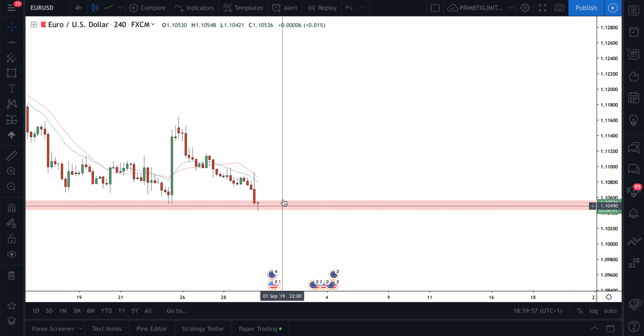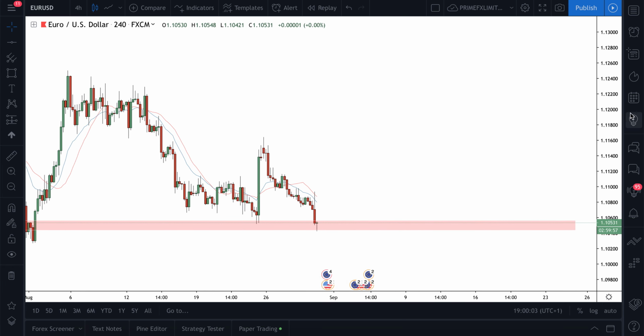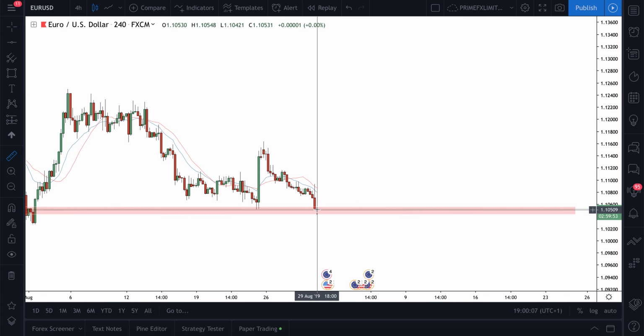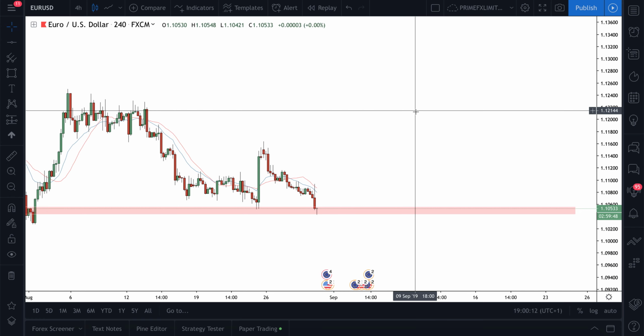But then we're just waiting for the big investors to start coming into the market, where we can see a massive push back up to 1.12 up here, which is 148 pips to the upside from this region here.